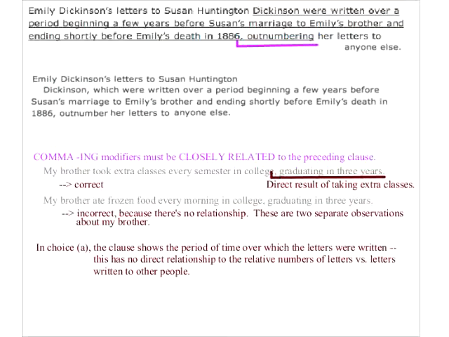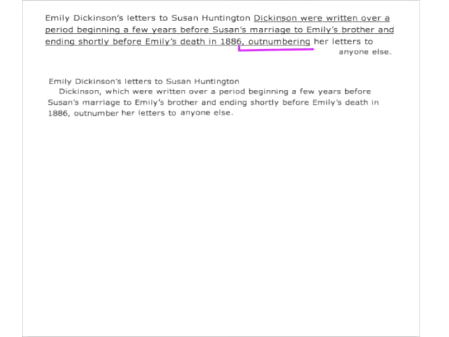Now let's talk about choice E. Let's talk about this which. Let's move these clips onto the next page so we have more room to write. There you go. Okay. So here's choice E. Let's have a little conversation about this which. What does that modify? Text box, please.